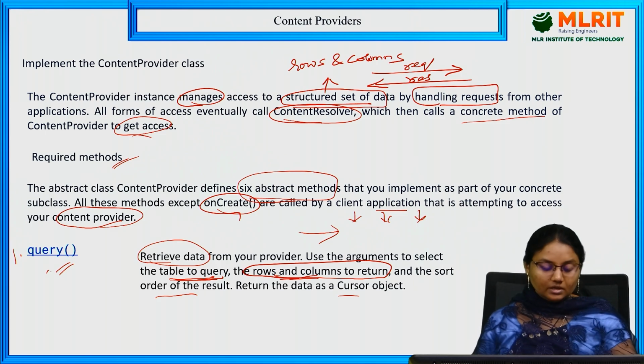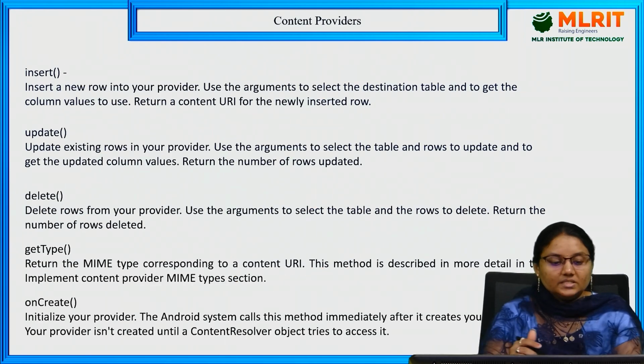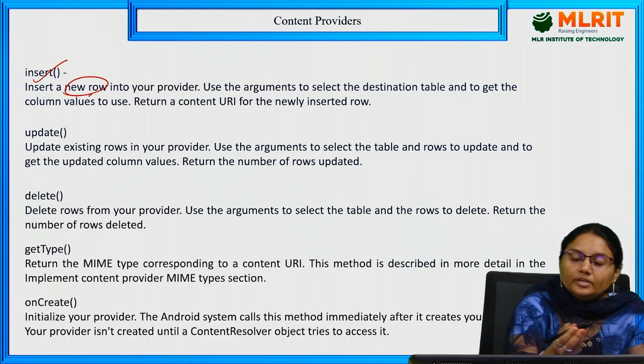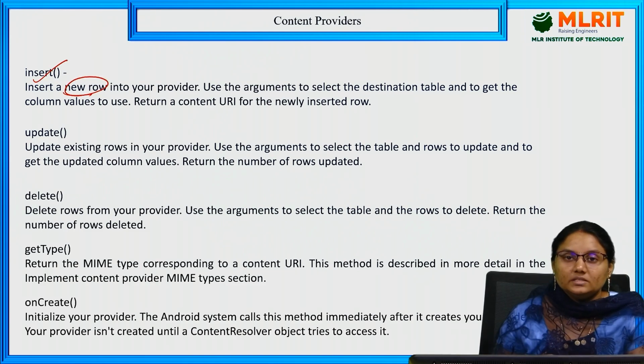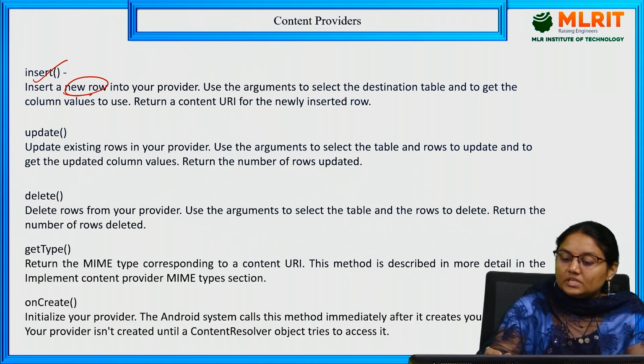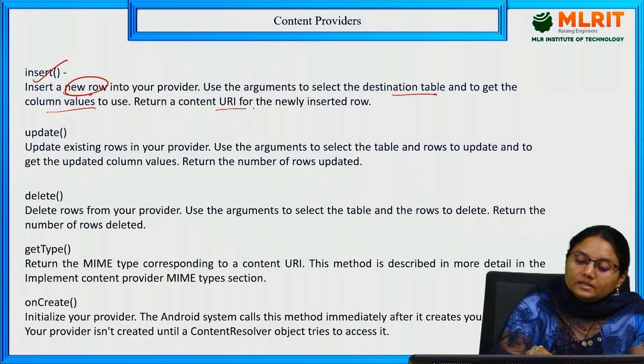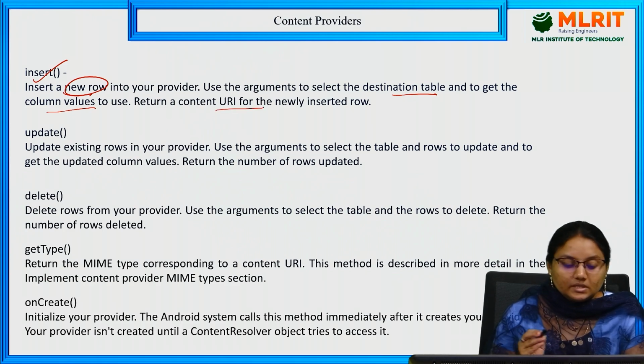So one is query. The other one is insert. Insert, as the name indicates, inserts a new row into the provider. In the same way we insert a new row into a table, use the arguments to select the destination table, get the column values to use, and return the content URI to the newly inserted row.